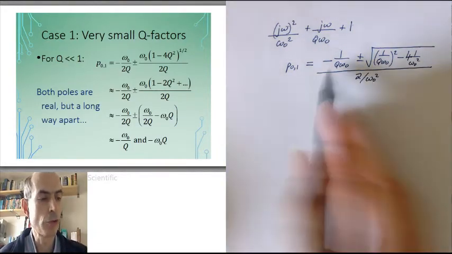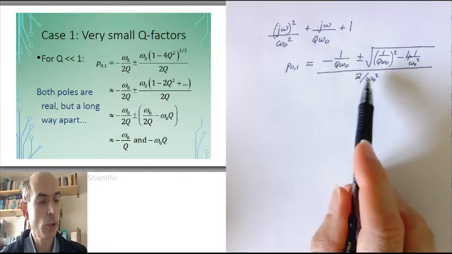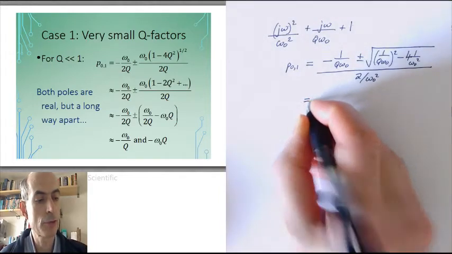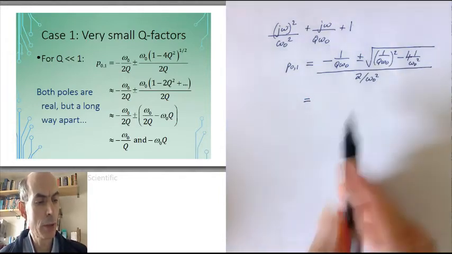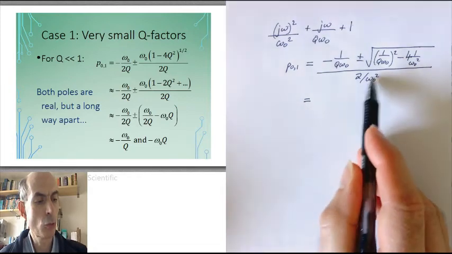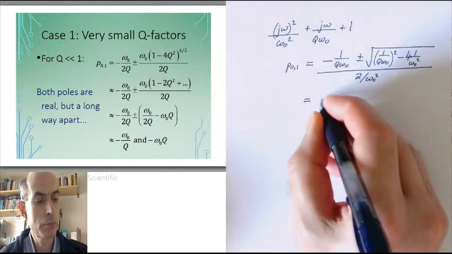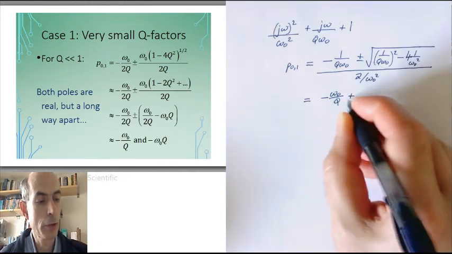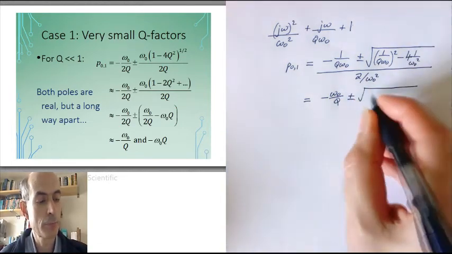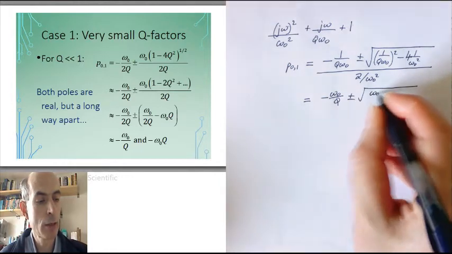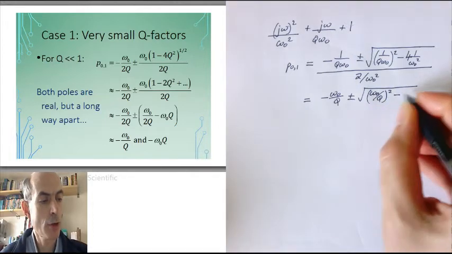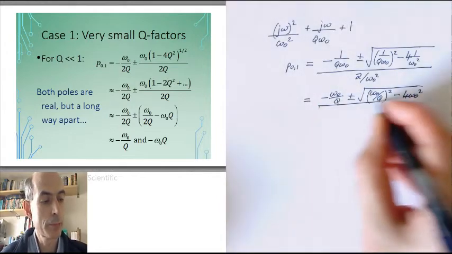That's a bit of an unwieldy expression, so I will multiply up everything by omega naught squared and see if I can simplify it a bit. If we multiply top and bottom by omega naught squared, that would give me minus omega naught over Q, plus or minus the square root of omega naught over Q all squared minus 4 omega naught squared, all over 2.